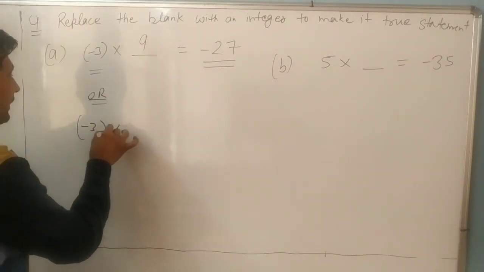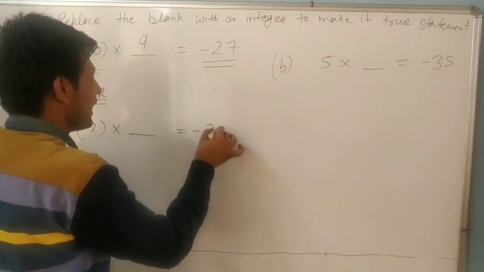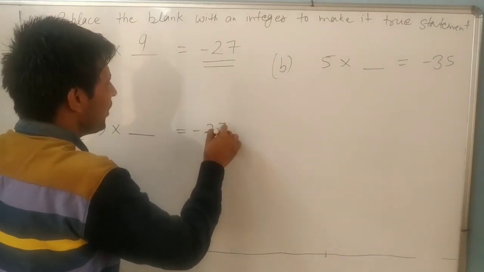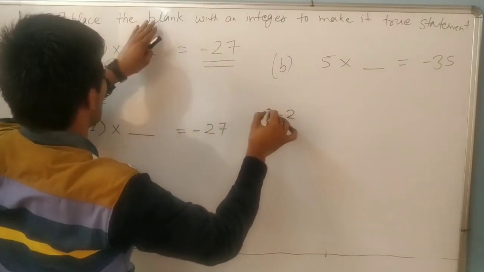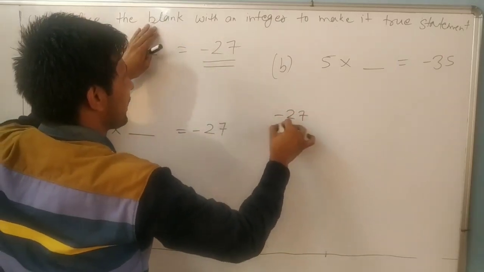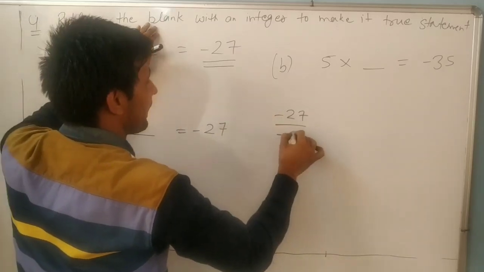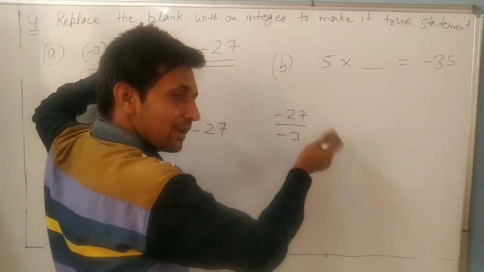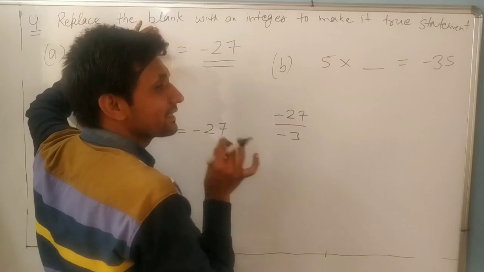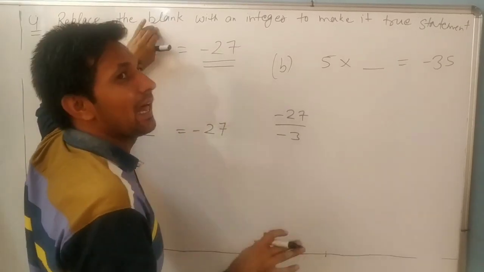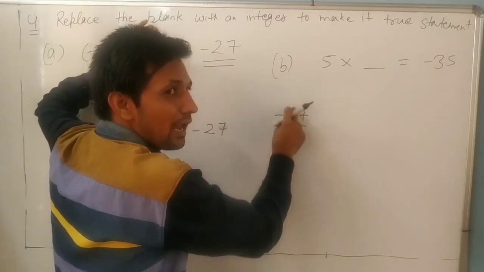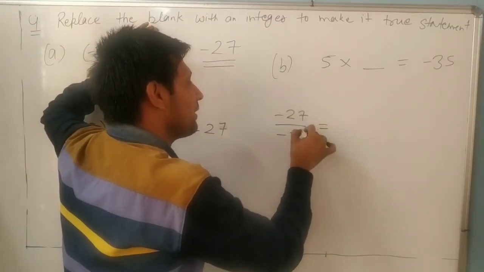Minus 3 into... Now dear, we observe how we find the minus. We want to find this one: minus 27 divided by minus 3. We will discuss it in the next exercise. It is always the same as here. Like in multiplication, in division also, if both are negative, then the answer is always positive.